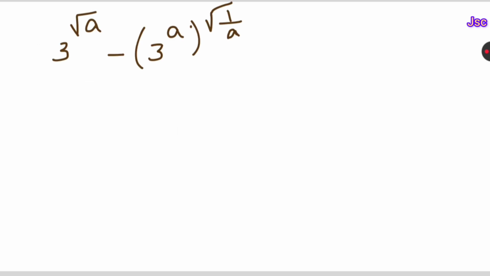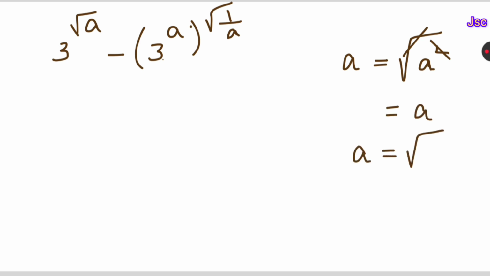Now we have 3 raised to the power of a. Let's take only a. Here a is in square root form, and here also a is in square root form. So I'm going to convert this a also in terms of square root. We can write a as the square root of a to the power of 2. After this, the square and square root cancel, and you are left with only a. So instead of a we can write the square root of a raised to the power of 2.